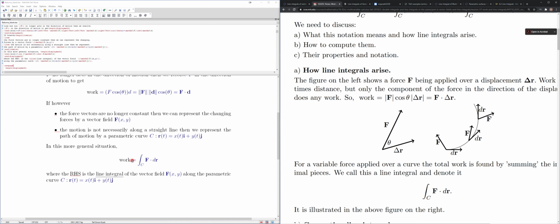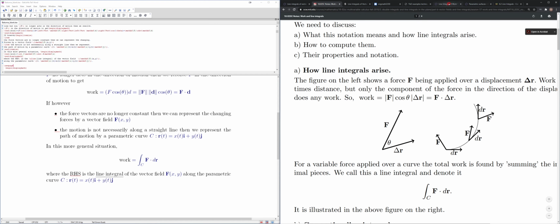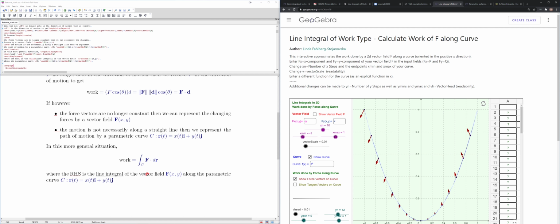The scope of this class is that you need to understand the interpretation of this in terms of work. This is a line integral of a vector field, and a vector field you could regard as representing forces. C is a parametric curve, which is your trajectory. When you do a line integral of your vector field along your trajectory, you get the work done, provided you interpret your vector field as forces, as a force field.